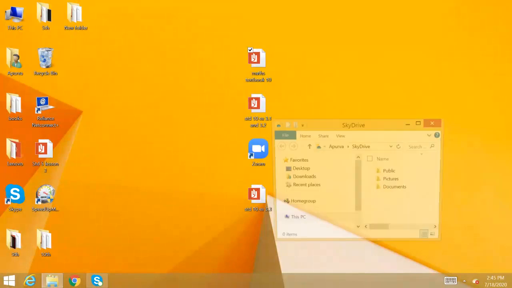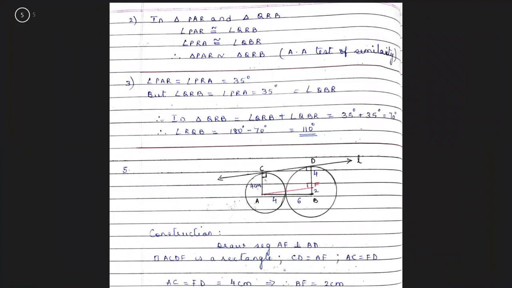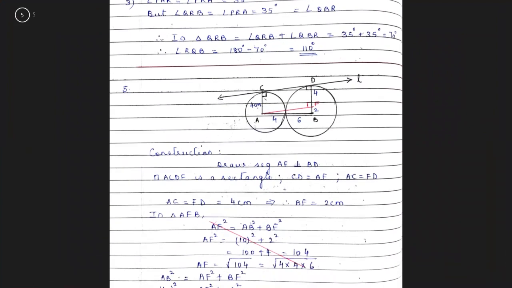So to do this, we have drawn the figure like this. There's a small construction to be done. Draw segment AF perpendicular to BD such that you get quadrilateral ACDF as a rectangle. So opposite sides CD equal to AF and AC equal to FD. Okay. So this is the construction that needs to be done.